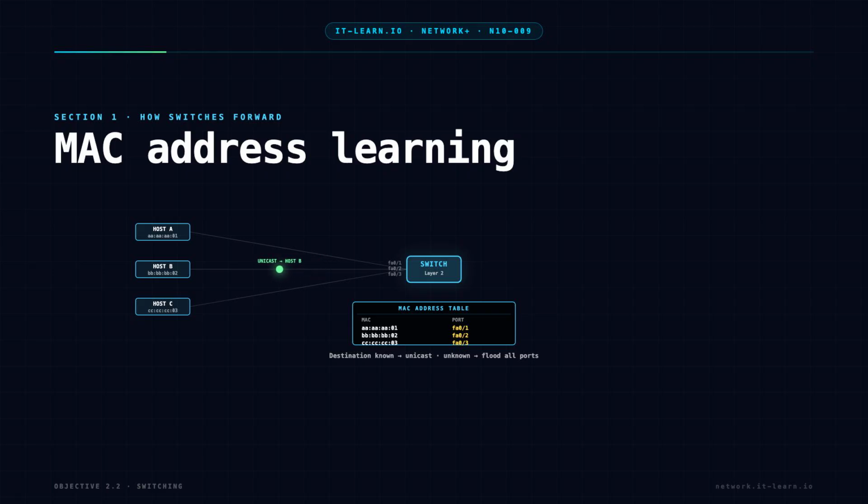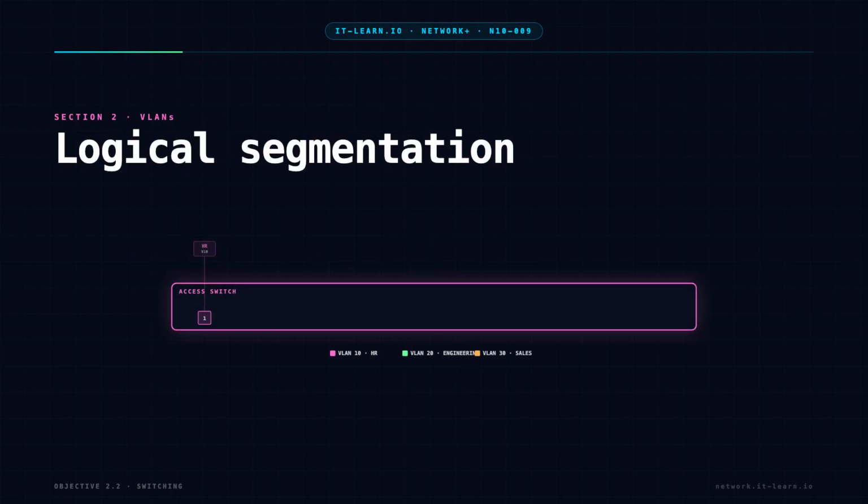Let's start with VLANs, or Virtual Local Area Networks. A VLAN is a logical grouping of switch ports that creates a separate broadcast domain. Without VLANs, all ports on a switch are in the same broadcast domain, meaning a broadcast sent by any device is received by all other devices. VLANs allow you to segment the network so that broadcasts are contained within each VLAN. Devices in different VLANs cannot communicate directly. They need a layer 3 device, such as a router, to route traffic between VLANs.